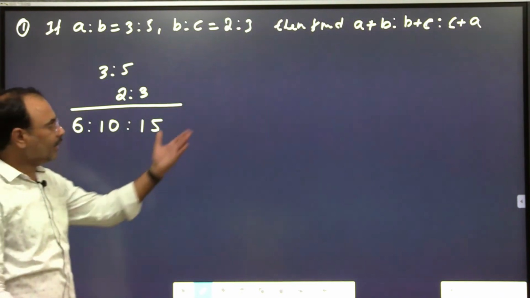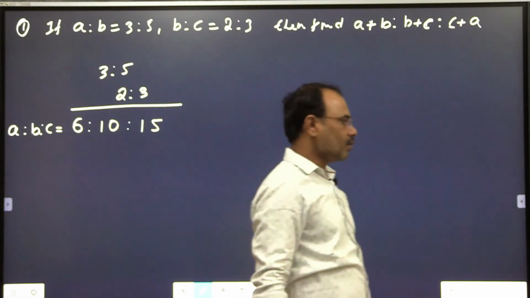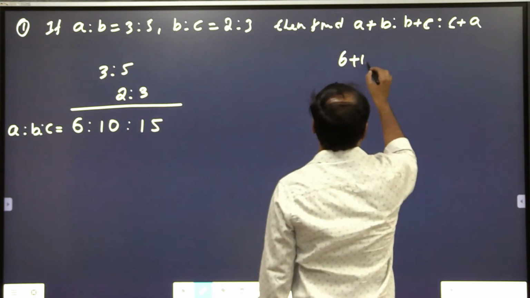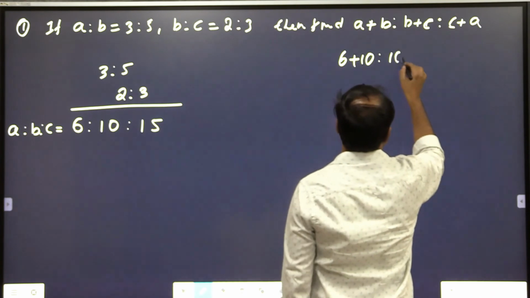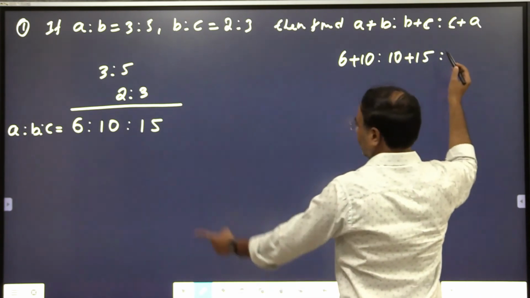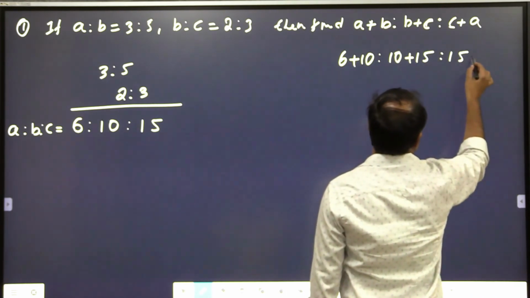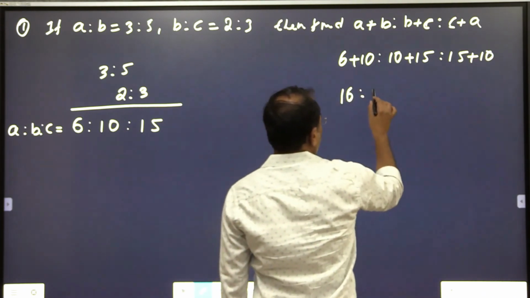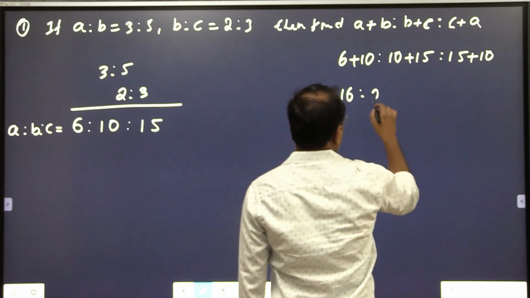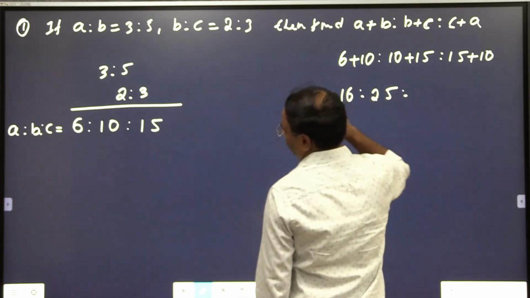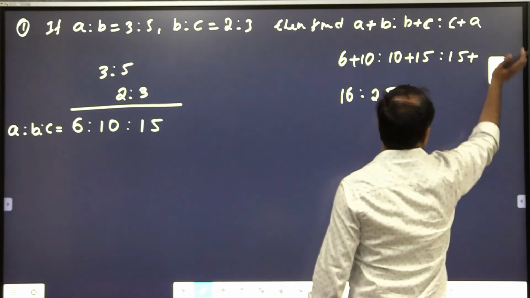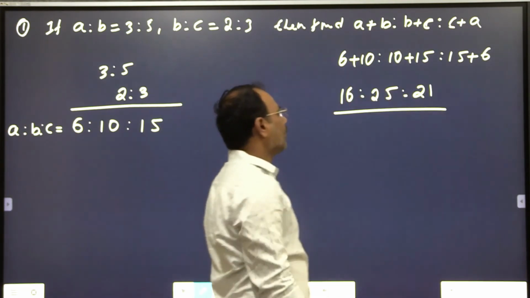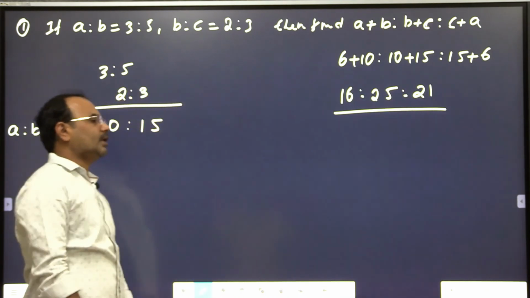So A plus B is 6 plus 10, B plus C is 10 plus 15, C plus A is 15 plus 6. So 6 plus 10 is 16, 10 plus 15 is 25, C plus A, 15 plus 6 is 21. So 16 is to 25 is to 21 is the required ratio.